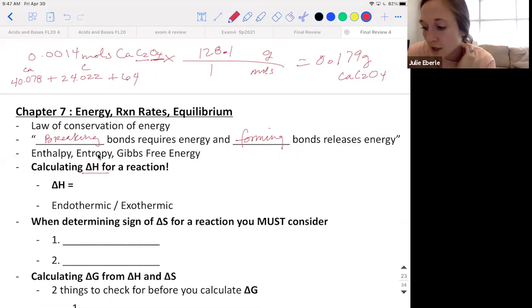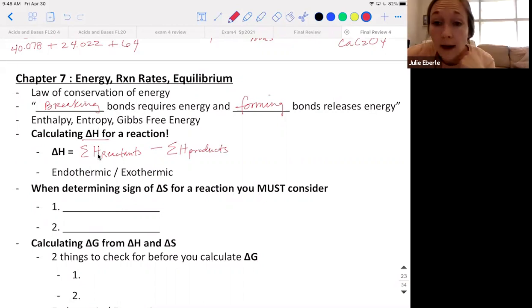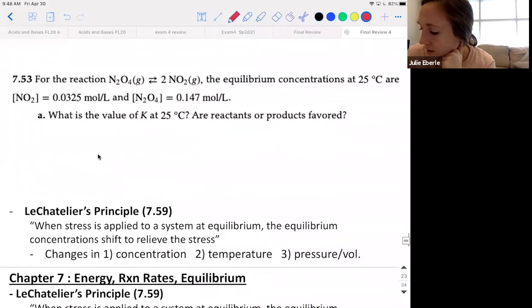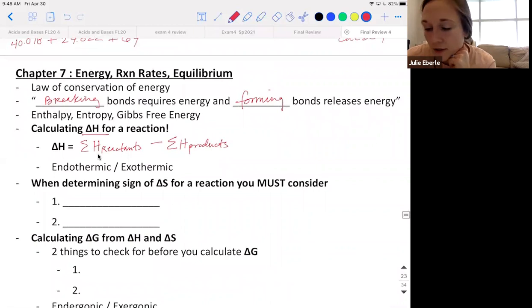We learned how to calculate delta H, and then we learned how to calculate or judge the sign of delta S, and then we learned how to put it all together and calculate delta G. So delta H, we said delta H is equal to the sum of the enthalpy of the reactants minus the sum of the enthalpy of the products. So you look at what bonds you have, and did I put that bond table energy on here? No, I didn't. That will be on your resources page, the table of bond dissociation energies.